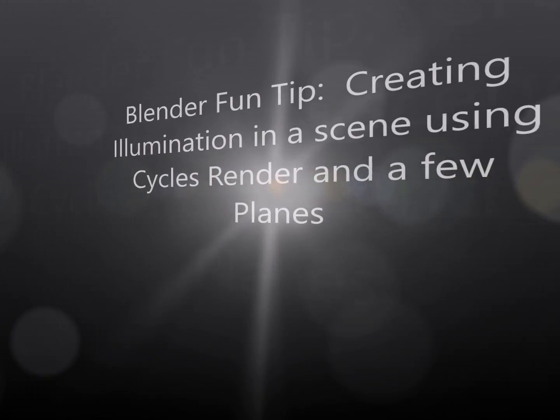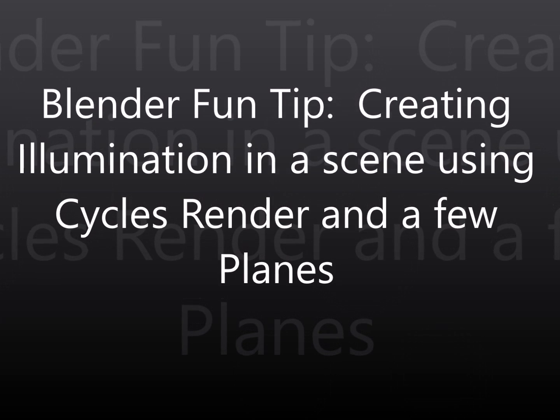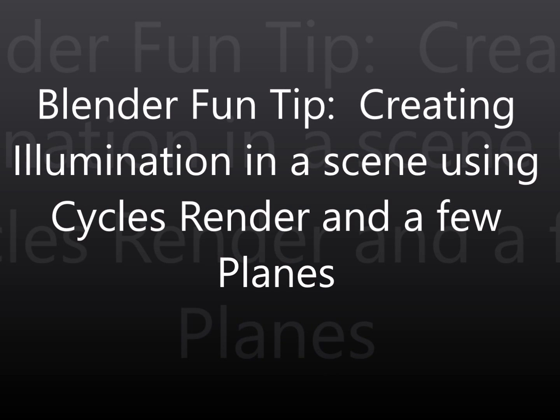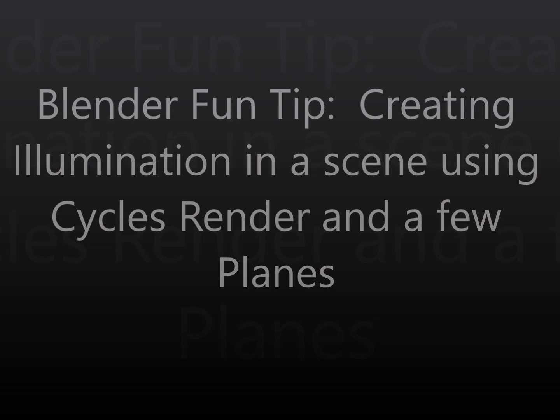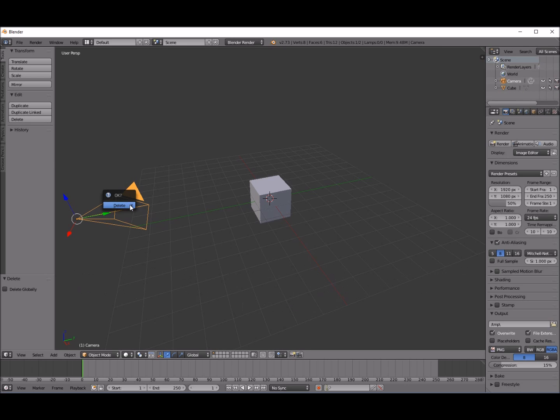To another tutorial. Today's Blender tutorial is a fun tip, and it's simple and fast, and it's how you can create indirect lighting in a scene using Cycles render in a few planes. When you open up your scene, I would like you to first find your lamp and delete it. You may also delete your camera as well. We want our scene pitch black in order to do this tutorial.